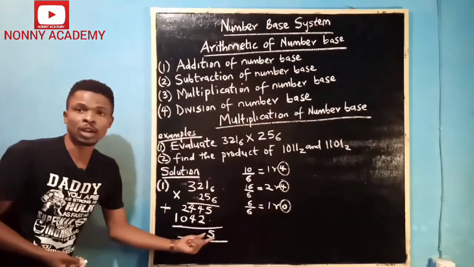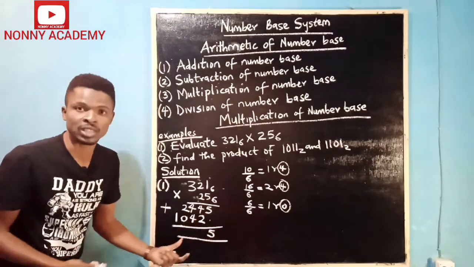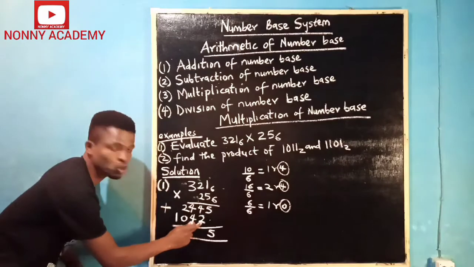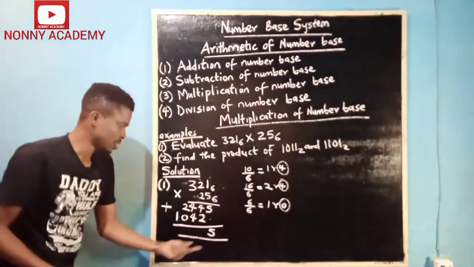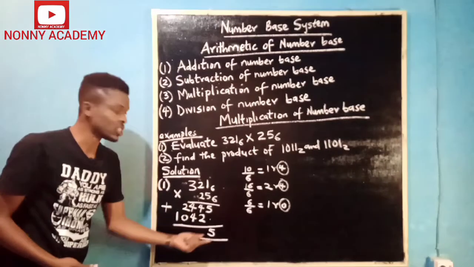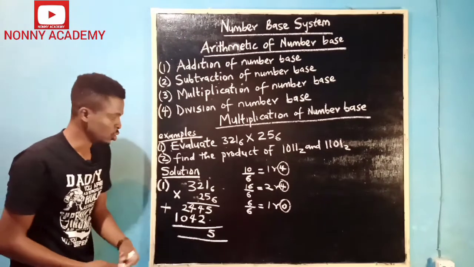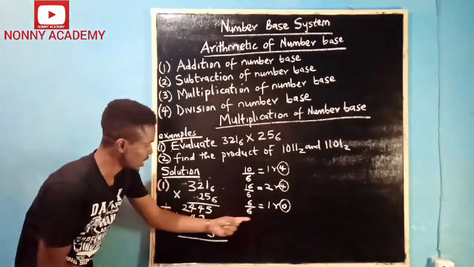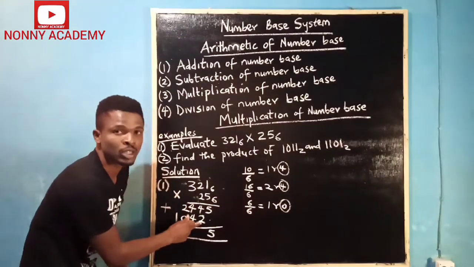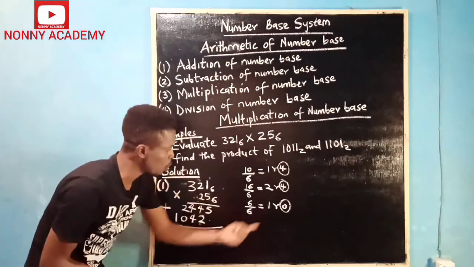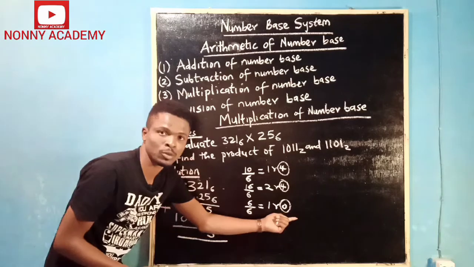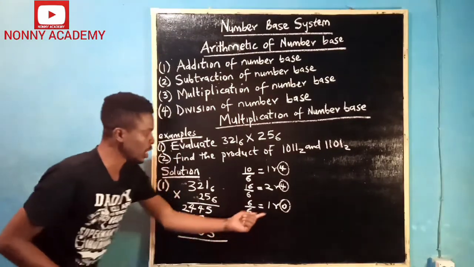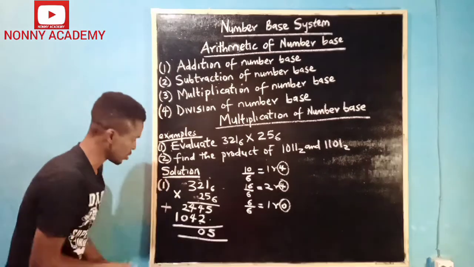The reason I'm putting down 5 is because 5 is less than the base, which is 6. Then here we have 4 plus 2, which is 6. I will not write down 6 because 6 is equal to the base, which is 6. So I will take 6 divided by 6, that is 6 from 4 plus 2, divided by 6, which is the base. So I will have 1 remainder 0. So I will write the remainder, which is 0. And I will take 1 to the next digit.